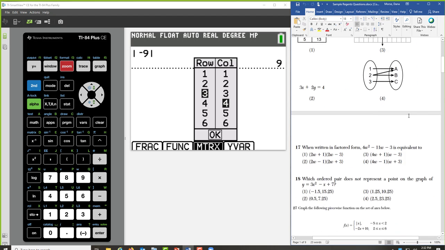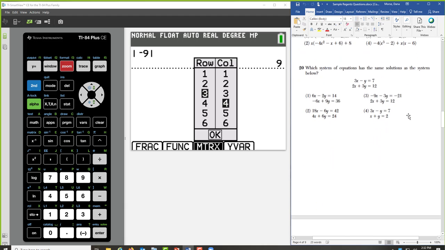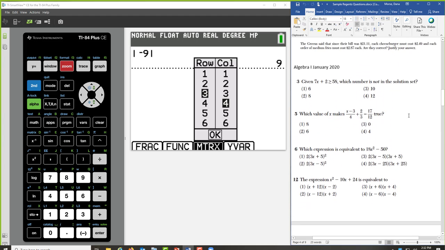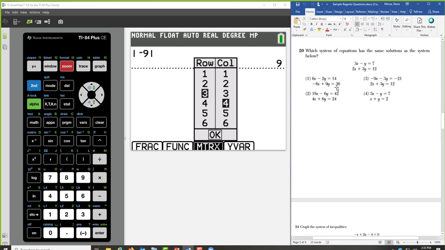Let's make this practical. I'll find a system of linear equations question from a state exam. Okay, so this is January 2020, Algebra 1, question 20. Which system of equations has the same solution as the one below? So a student would have to solve this system of equations, and then this one, and this one, and this one, and possibly this one, until they found the same. How much time is it taking your students to do one of these? And this is for 2 points.